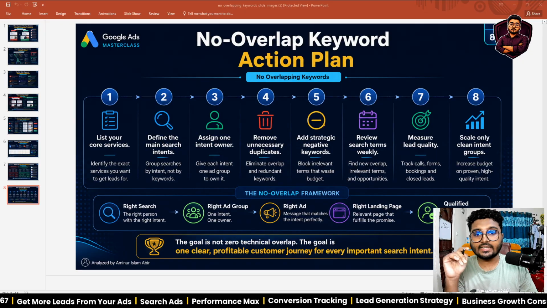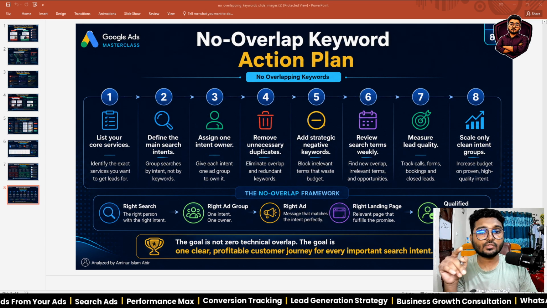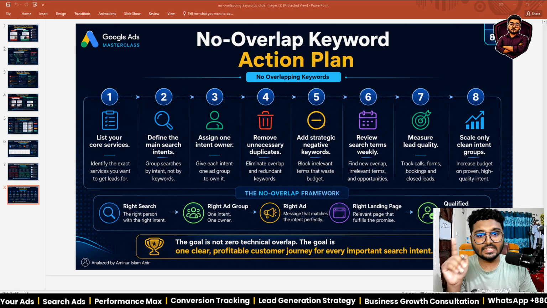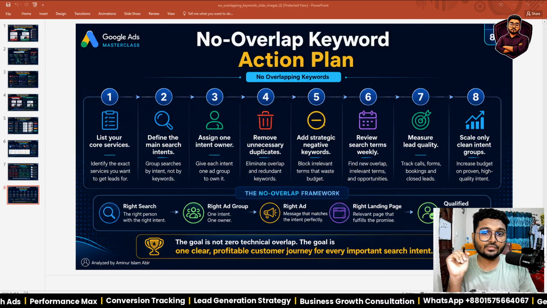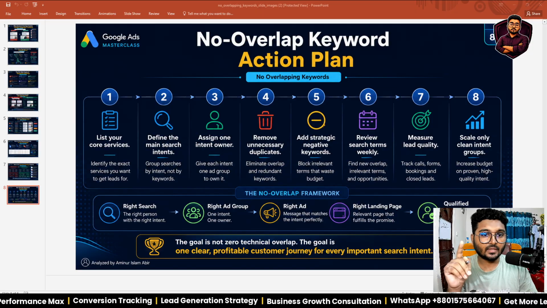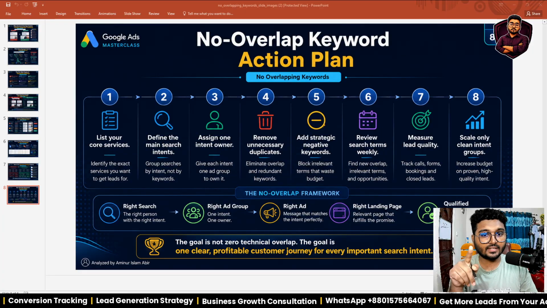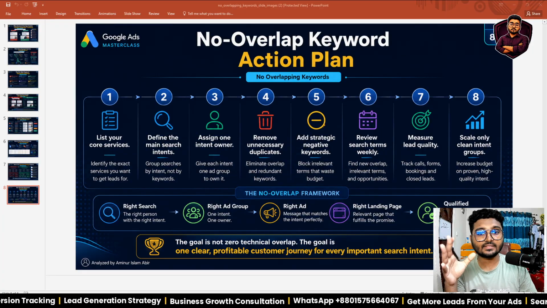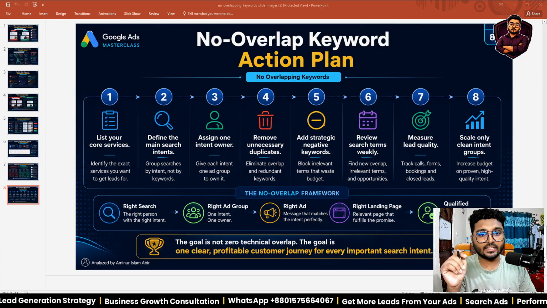Consolidate searches that share the same journey. Separate searches when the service, offer, value, or conversion path changes. Then review the search term report to confirm that real searches are being routed correctly. The purpose of keyword structure is not simply to make the account look organized. The purpose is to create better relevance, cleaner data, stronger lead quality, and more profitable scaling.